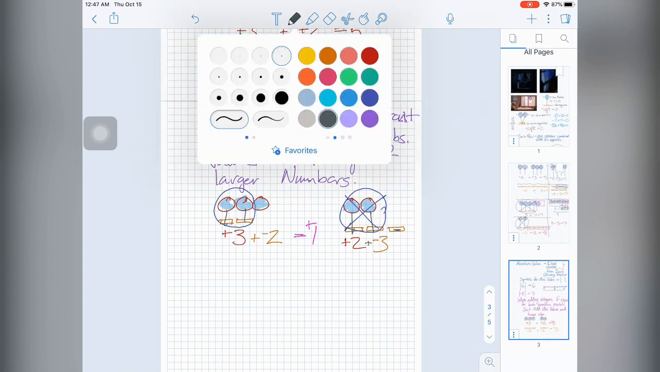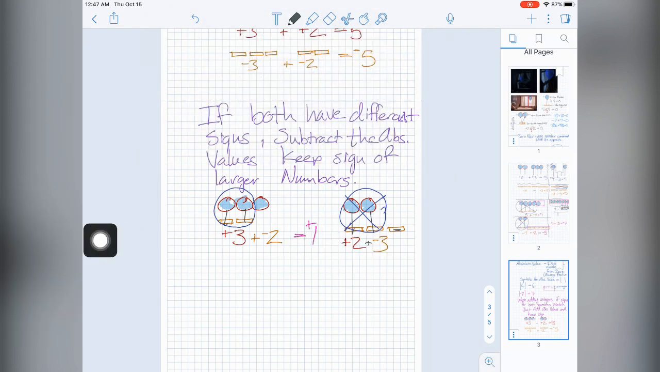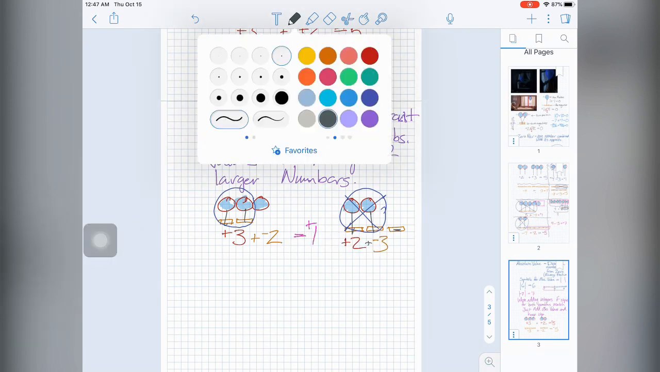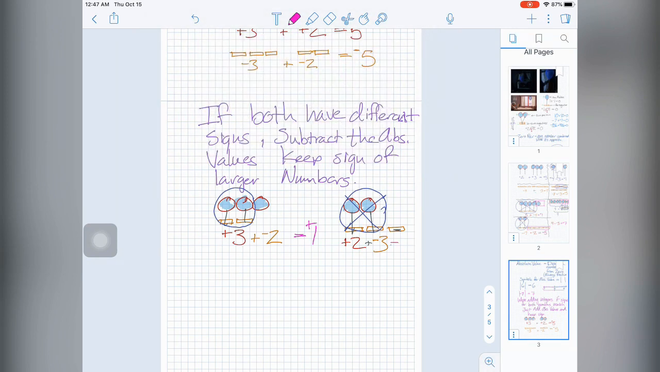So because there is 1 extra negative this time, I'm going to do my subtraction again. I'm just going to go 3 minus 2. Again, that's the absolute values for those. I'm subtracting the absolute values, and then I am going to say equals negative 1, because over here I have negative 1 left. In the first one I had positive 1, but in the second one I have negative 1.